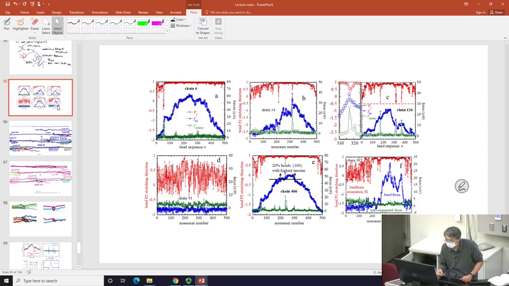5 chains. So this is chain 6, chain 34, chain 124, chain 91. We have some reasons for choosing these different chains. Basically, you can get hold of one chain and watch and calculate.